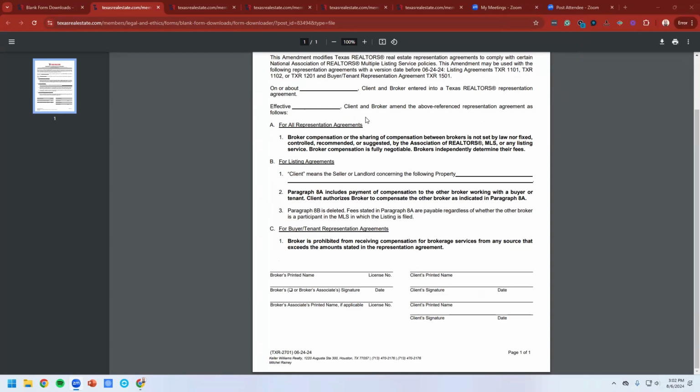So Mitch, for our current listings, did you want us to use this form? All your listings that are not on the most recent listing agreement dated 6/24/24, you'll need to have the amendment to listing or the amendment to representation. And this can also be used for your buyer's representation agreements. All agreements.